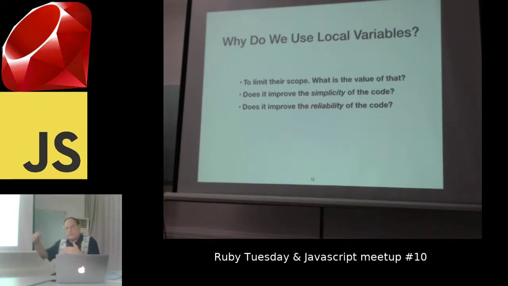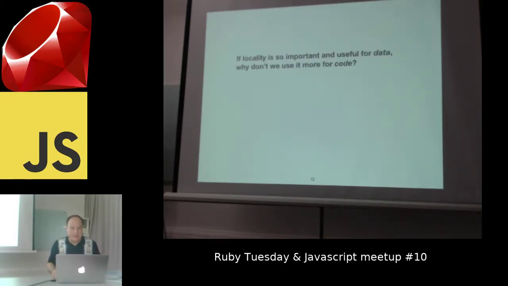Obviously, we want to limit scope as much as possible. It makes things simpler, right? I mean, it's something that's intuitive to us already. It's natural. We know that, right? So why don't we do that with code? Why are we only doing that with data? Now, we kind of do it with code because we do have classes.